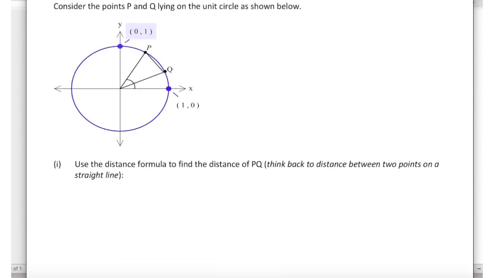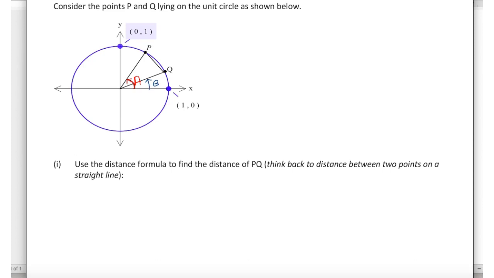So let's consider the unit circle that we've got shown here, and we've got points P and Q lying on the unit circle as shown in the diagram. What we're going to do first of all is have a look at the angle making P, and we're going to call that angle A. And we're going to have a look at the angle formed to form point Q, and we're going to call that angle B.